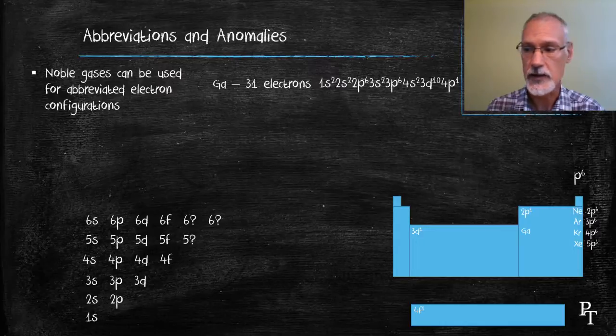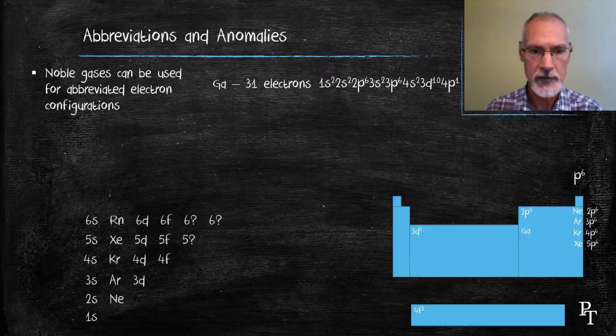Neon, with its 10 electrons, would finish 2p6 because it's in the sixth column on the p block. Argon would finish 3p6, krypton 4p6, and xenon 5p6. I'm going to go over here to my orbital filling sequence now and replace 2p, 3p, 4p with their corresponding noble gas.